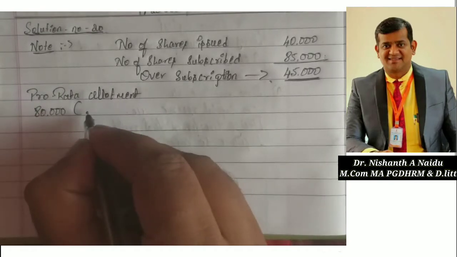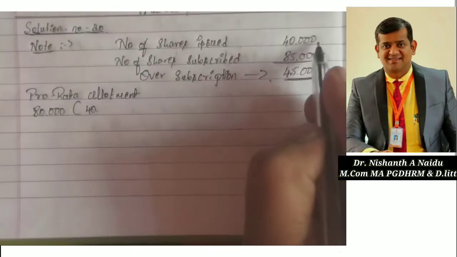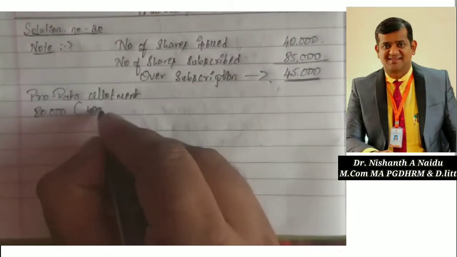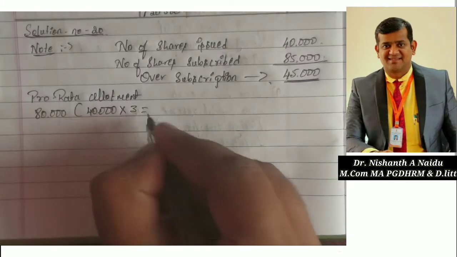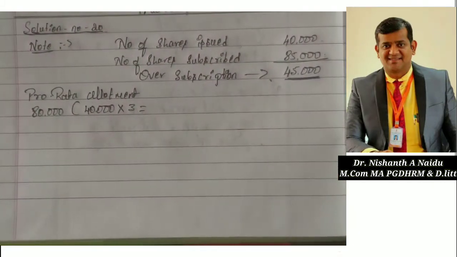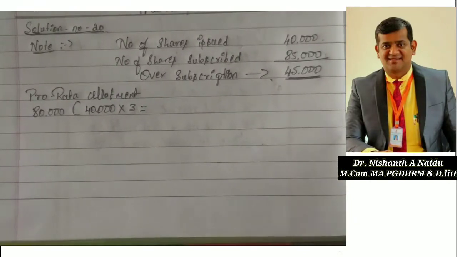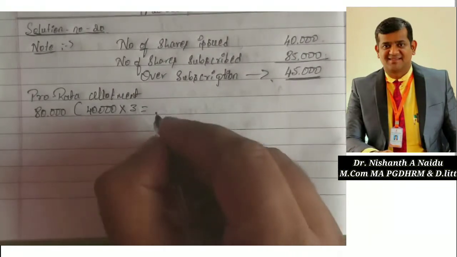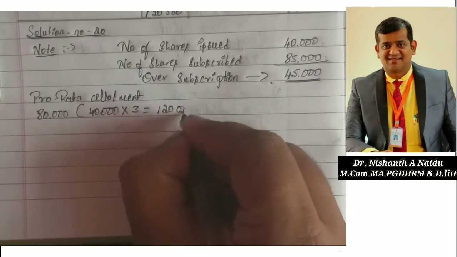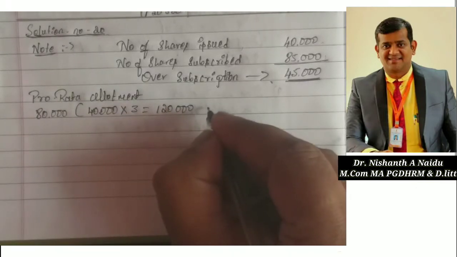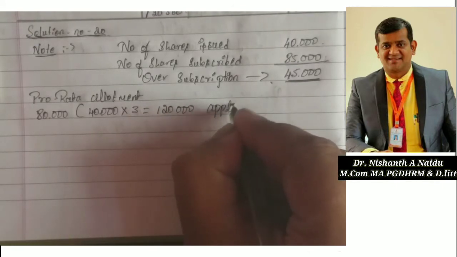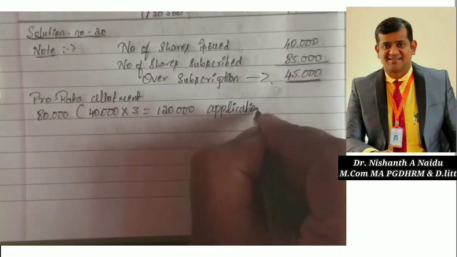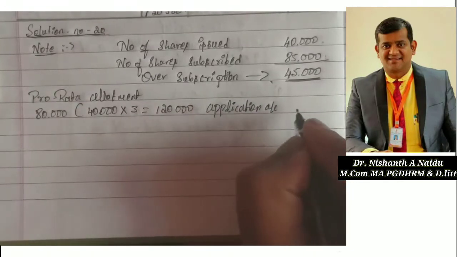So out of that 80,000, the company offered to the public 40,000. So 40,000 into application money, how much? That is 3 rupees. So 40,000 into 3 comes to 1,20,000. This is for the application account. Clear? So we are going to keep it for application money and transfer it to the capital account.